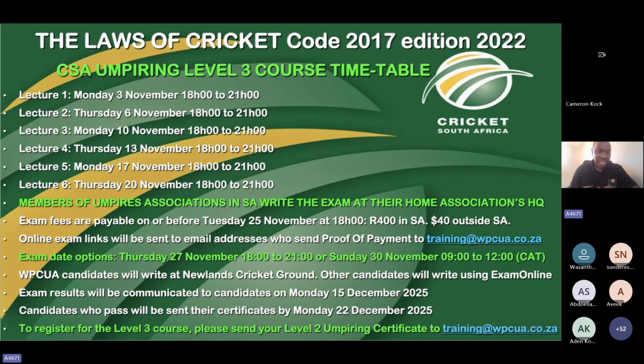We will then be having lectures number 4, 5, and 6 as revision lectures where we will be going through calculations. You will find that in the level 3 exam, there are a lot of calculations. What calculations are there? There are last hour calculations, there are penalty time calculations, and there are also calculations in terms of how many overs are remaining in a day's play.